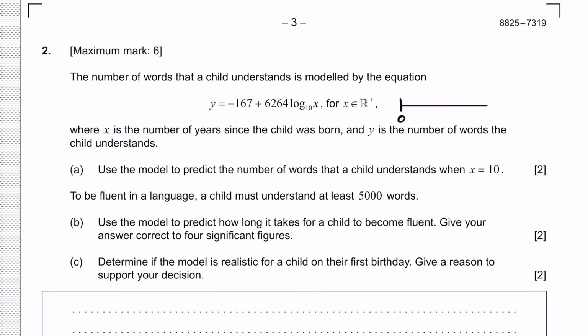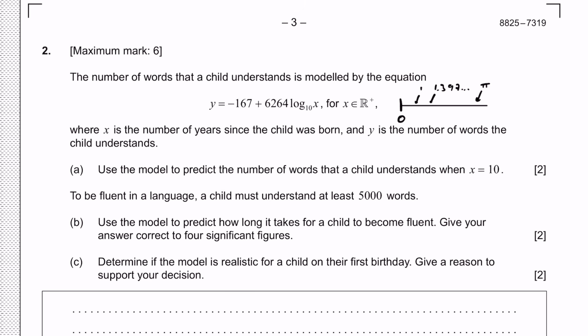If this is our number line, let's say this is 0. What we mean by a positive real number is essentially any value you could put on the number line. So it could be 1, could be 1.397 off to an infinite number of decimal places. Could be pi, as long as it is greater than 0 and positive, anything we could put on the number line. X is the number of years since the child was born, and Y is the number of words the child understands. Part A, we're asked to use the model to predict the number of words that a child understands when X equals 10.